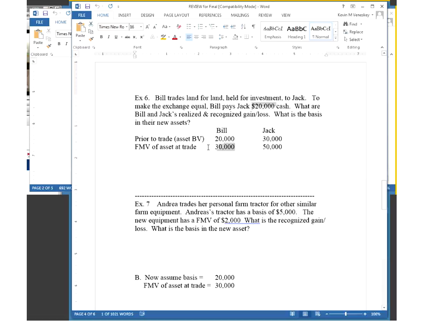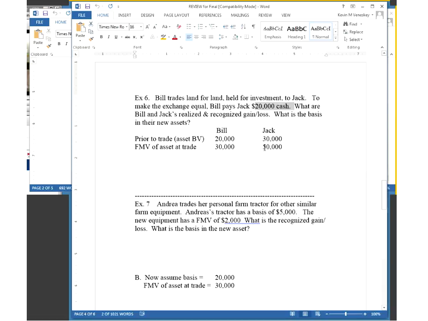Okay, go to Jack. What did Jack get? He got something worth 30. Sorry, we forgot about this. He got something worth 30, plus he got cash of 20, so he got 50,000 of stuff, less what he gave up on his books, which was 30, so he had a $20,000 realized gain, and it just happens to be that that's going to be the recognized amount as well, because Jack was the one that received boot.